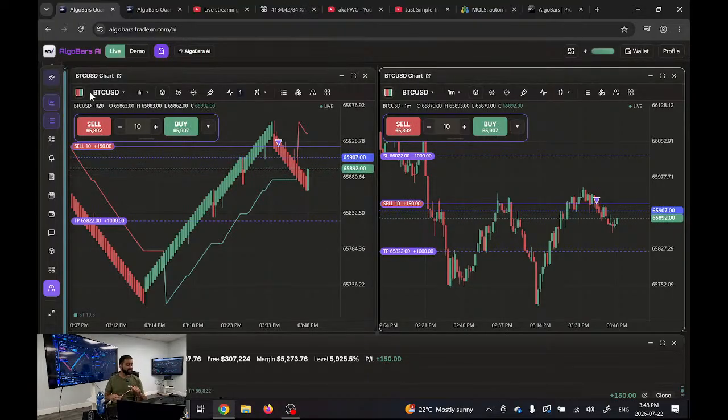Can AlgoBars be used on mobile? Yes. On mobile, it's excellent, the platform on your phone. If you just open AlgoBars.com and you log in on your phone, excellent platform.